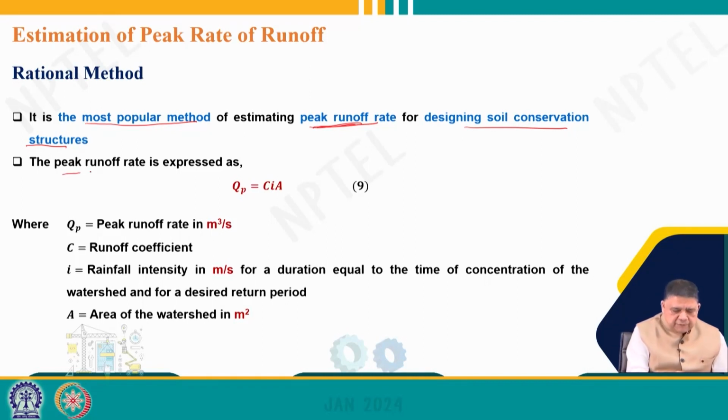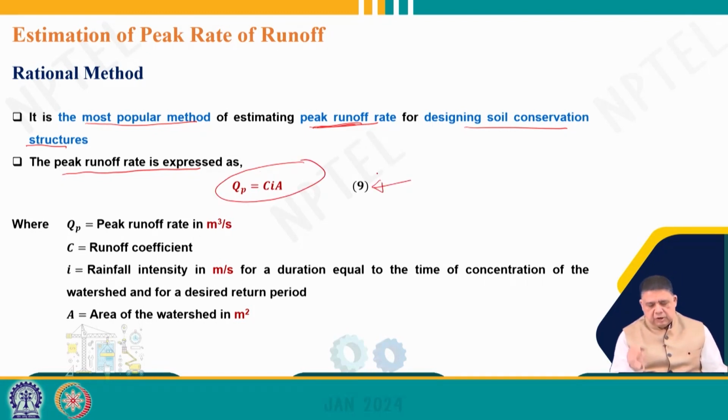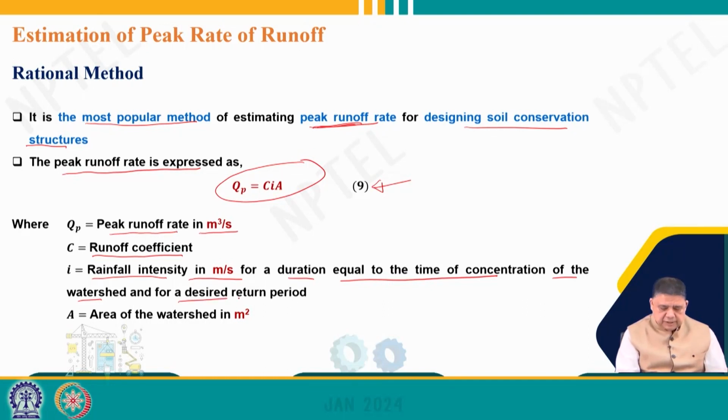Peak runoff rate is expressed in this method by the relationship QP equals CIA, equation number 9. Remember, we are continuing with the equation numbers for the entire estimation of peak runoff rate, which is why this is equation number 9, because we have used other numbers in the previous lecture. Here QP is the peak runoff rate in cubic meter per second, C is the runoff coefficient, I is rainfall intensity in meter per second for a duration equal to the time of concentration of the watershed and for a desired return period. That is very important.